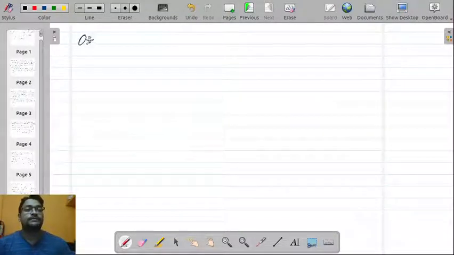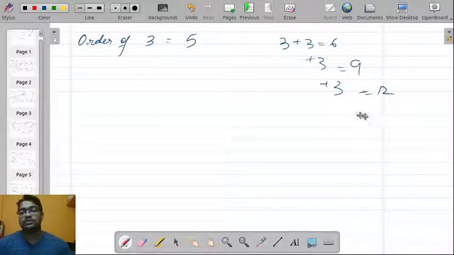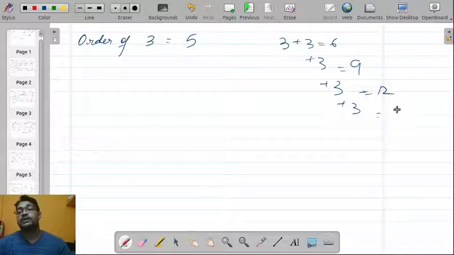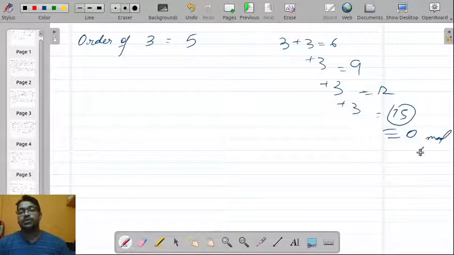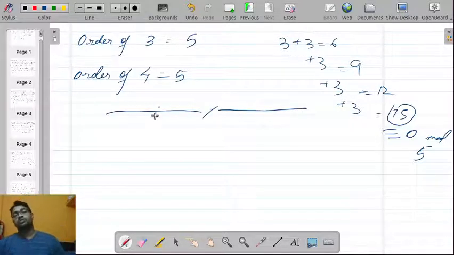What is the order of 3? That is also equal to 5, right? 3 plus 3 is 6, not divisible by 5. If you add another 3, this will be equal to 9. This is also not divisible. If you add another 3, this will be 12. That is also not divisible. But if you add another 3, now you will get 15, which is divisible. So this is congruent to 0 mod 5. So the order of 3 is also 5. And the order of 4 is also 5. So these are the orders: 1, 2, 3, 4, 5.